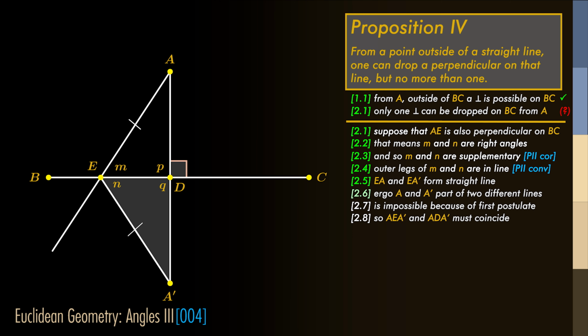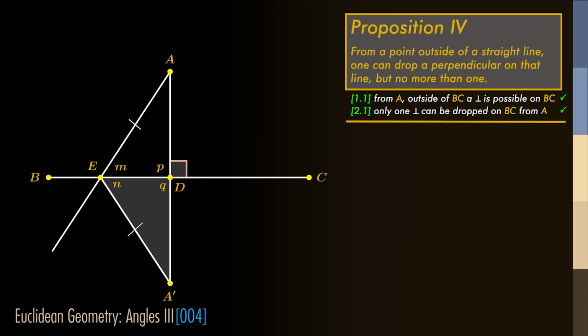But we already have a straight line. It goes through A and A prime. And thanks to the first postulate, we know that if two straight lines have two common points, they are one and the same. In other words, the straight line AEA prime and the straight line ADA prime must be the same straight line. In conclusion, the perpendicular is unique.